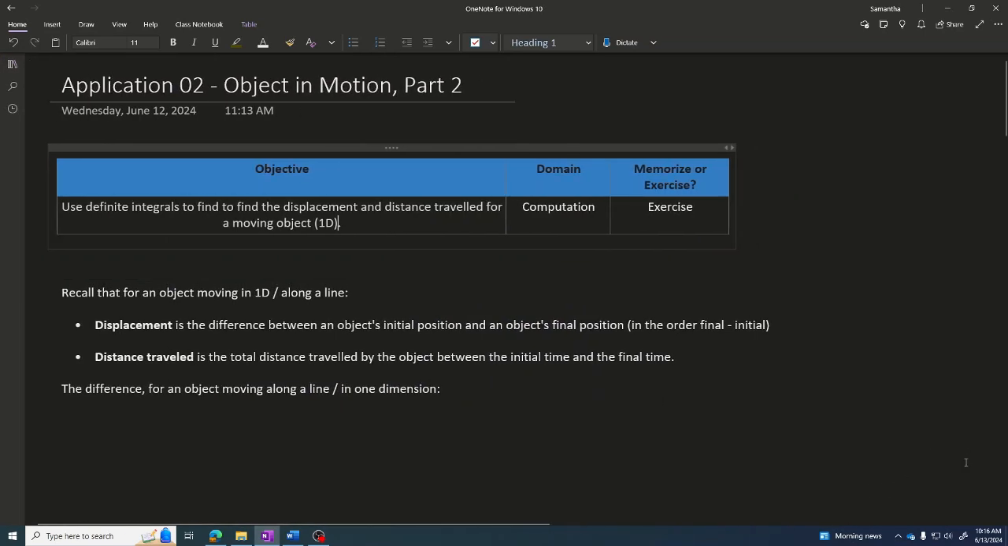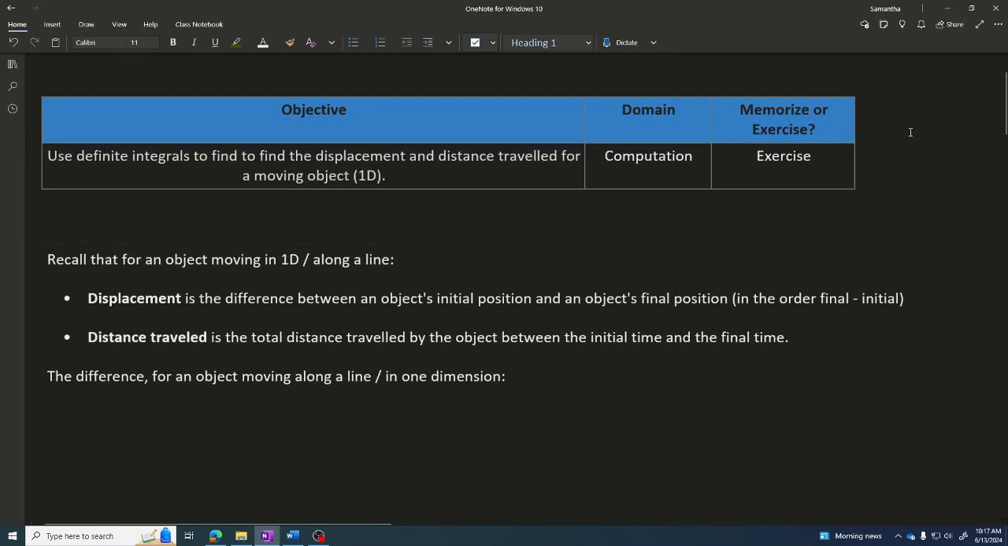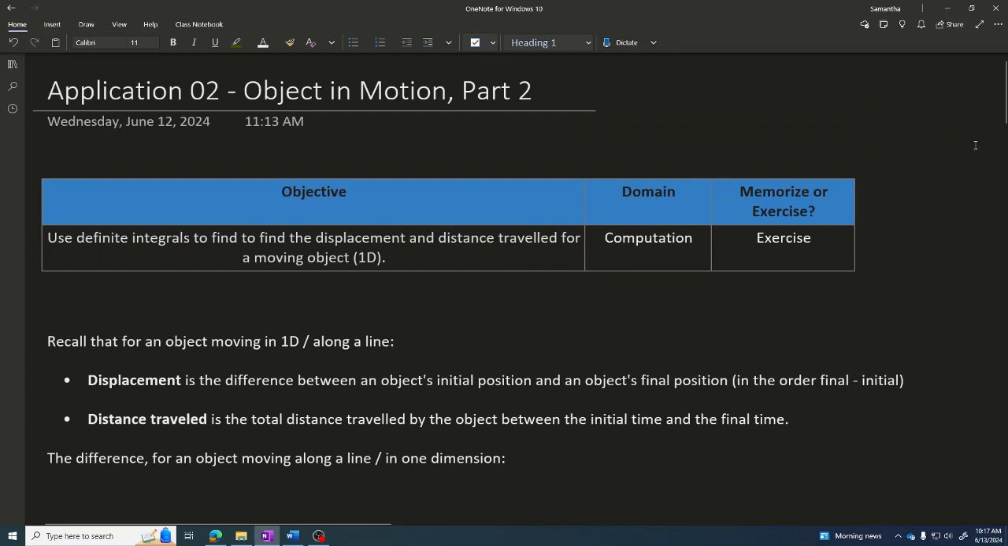Today and tomorrow, I would like us to take some time to explore how the definite integral is used to study objects that are in motion. And today, we will be focusing on an object which is moving along a linear track, an object that is moving in one-dimensional space. And tomorrow we will talk about what these ideas look like if you have an object that is moving in two-dimensional space, not necessarily along a straight line, but potentially along a curved path or track.